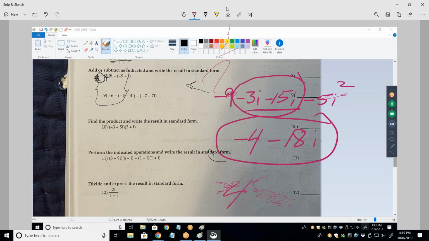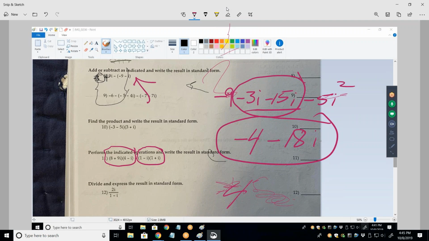Perform the indicated operations on number 11. Well, FOIL that just like we did. And then you're going to be subtracting two complex numbers. So it becomes the same problem as that.